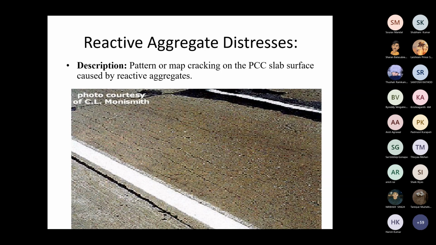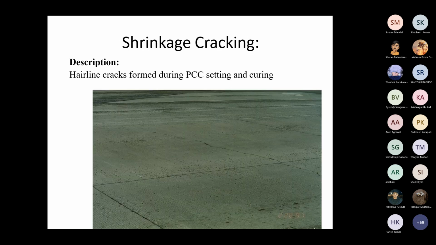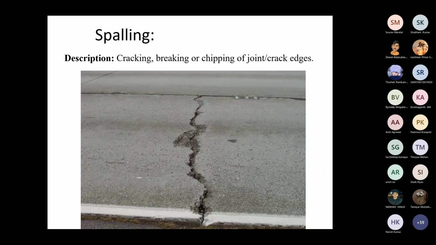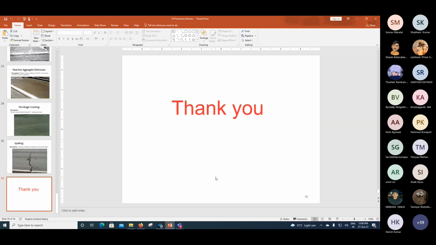And if you are providing reactive aggregate, a pattern or map cracking on the PCC plain cement concrete slabs can be seen. Hairline cracks or shrinkage cracks are due to poor setting and curing. Then spalling is the cracking, breaking or chipping of joints or crack edges. So these are the various distresses.